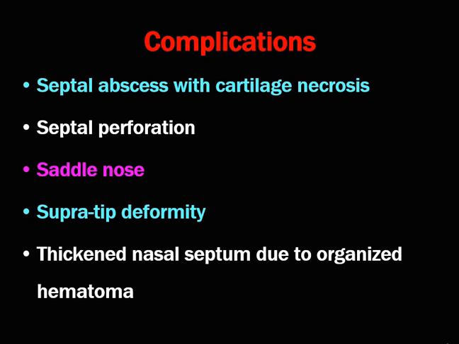What are the complications of septal hematoma? As you know, the hematoma might be infected, leading to septal abscess, and cartilage necrosis shall be there. When there is septal abscess and cartilage necrosis, the patient might have septal perforation. Perforation of the bony septum leads to saddle nose, whereas perforation of the cartilage septum will lead to supratip deformity. There can also be a thickened nasal septum due to organized hematoma.